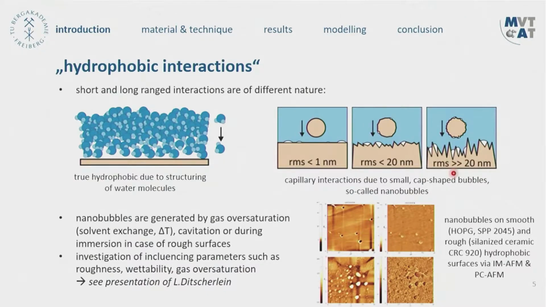And are there still nanobubbles? Are they larger? Where are they? How do they affect the interaction? And can we put them in the models we have?